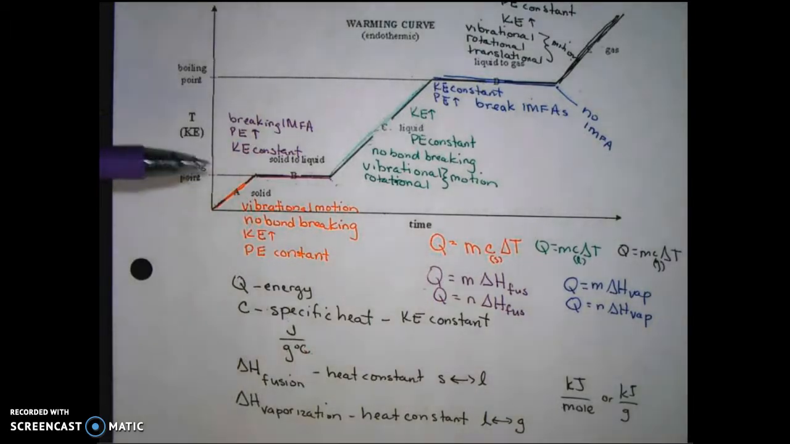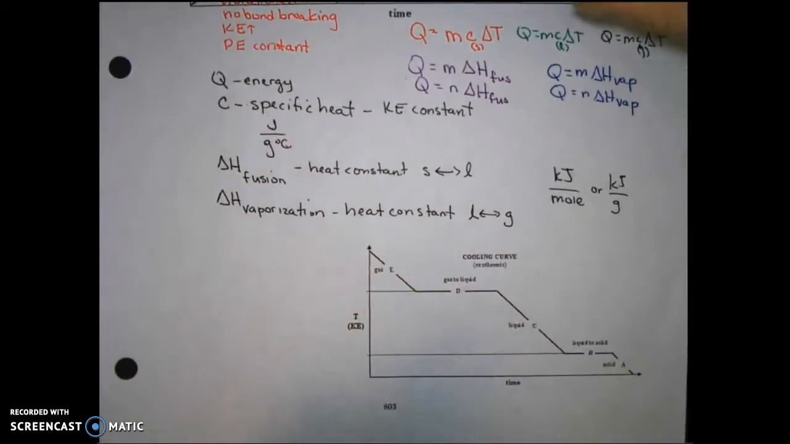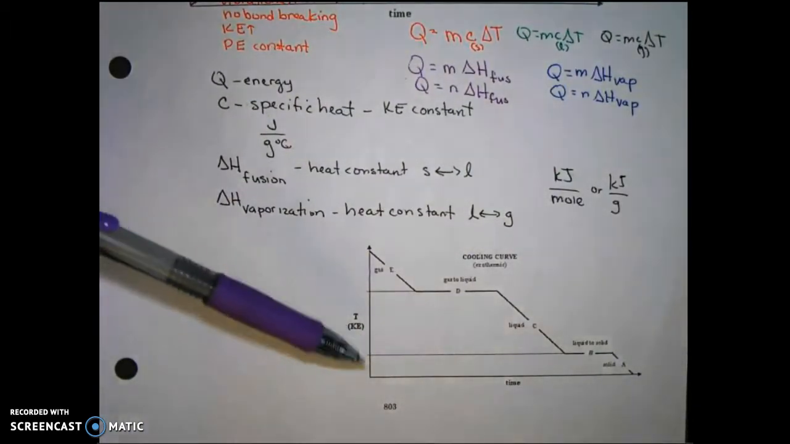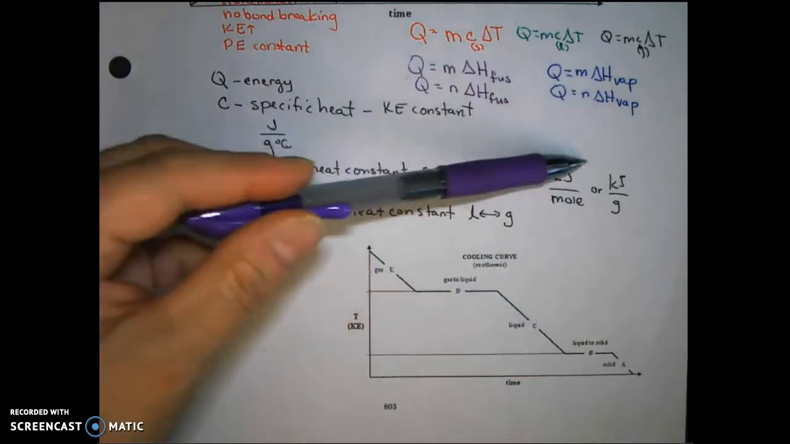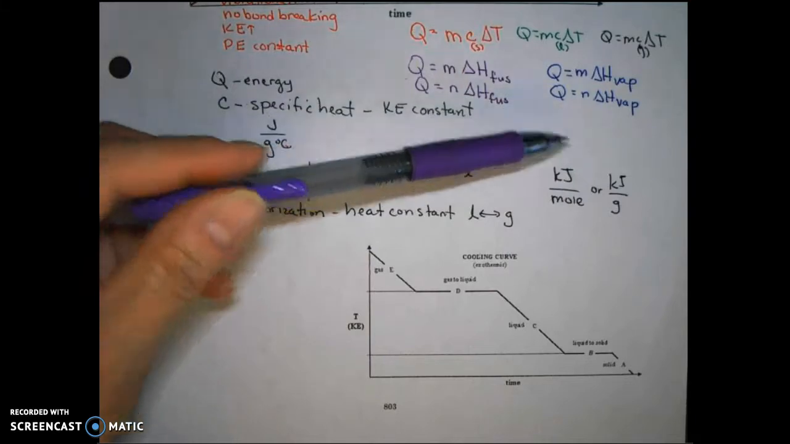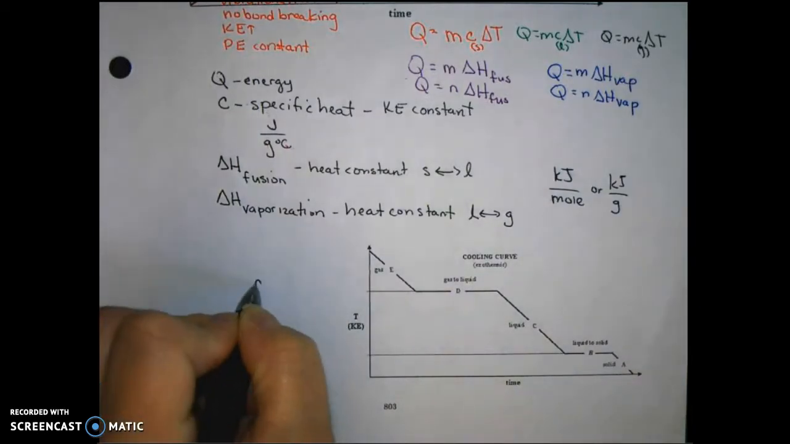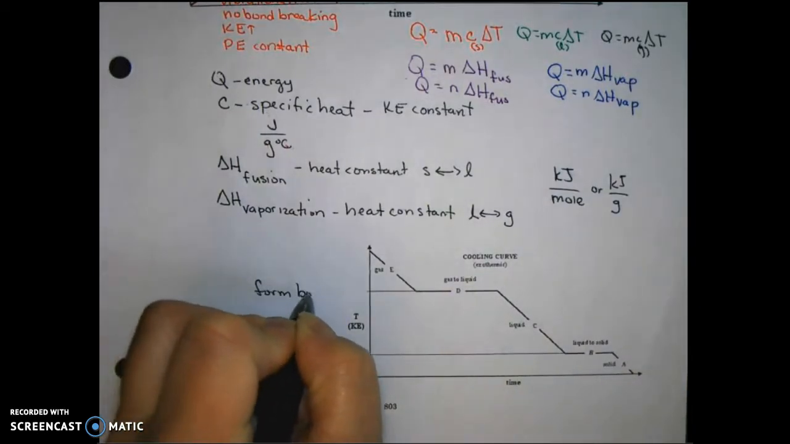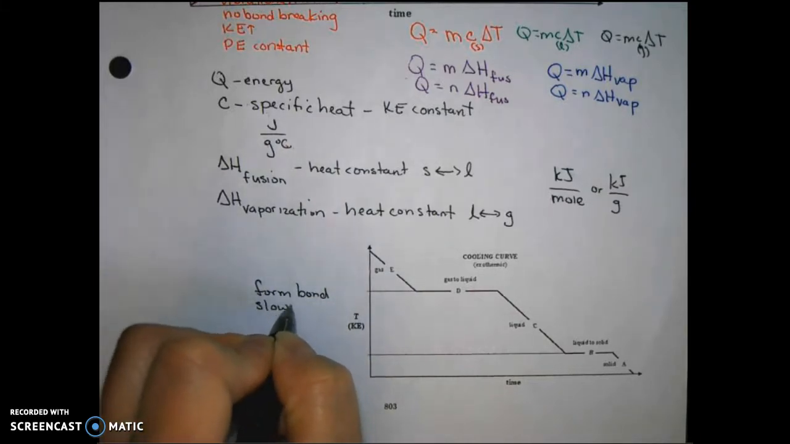You can easily calculate one area, or you could calculate 5 areas. The cooling curve that is at the bottom of your organizer looks pretty much the same thing. The calculations are all going to be the same. However, what are the only differences? Well, instead of breaking bonds, we're going to be forming bonds in a cooling curve. Instead of increasing motion, we're going to slow motion.